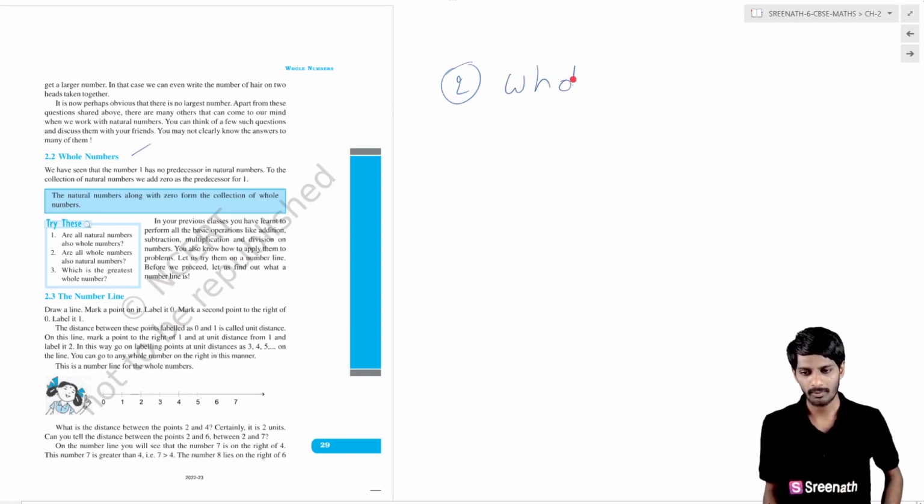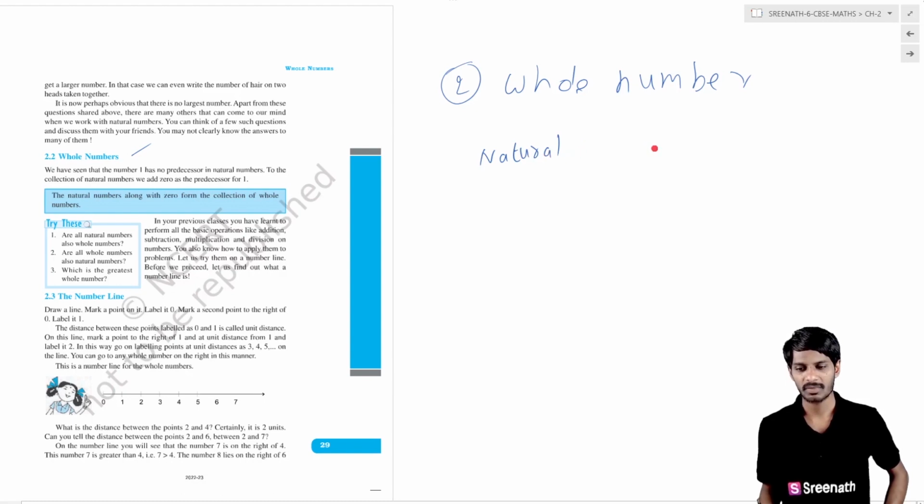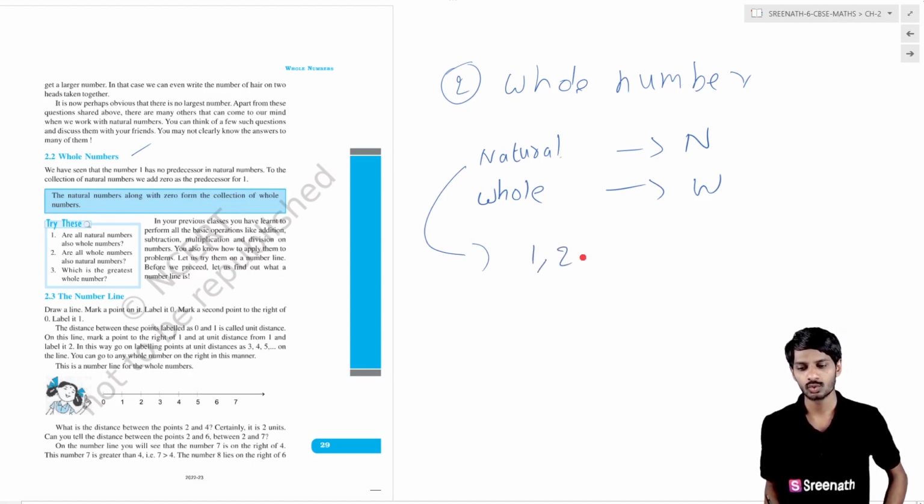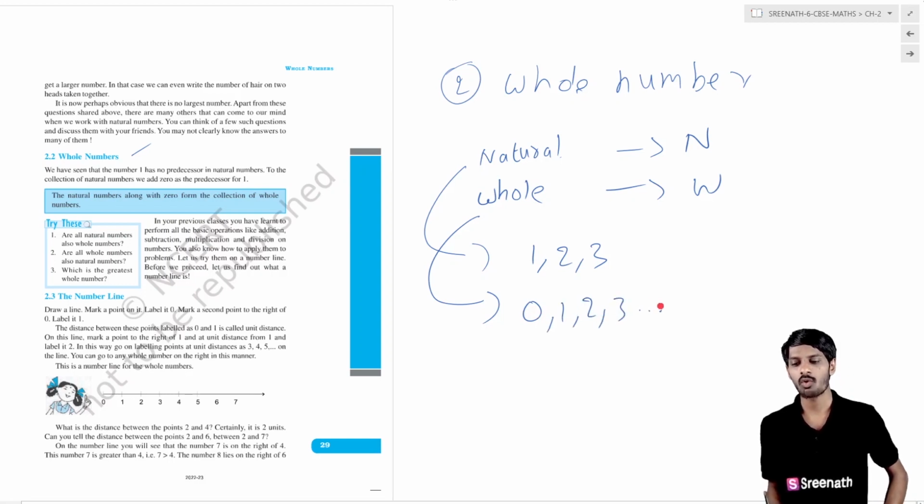So what are whole numbers? Whole numbers are basically natural numbers. Natural numbers are represented by capital N, and whole numbers we represent by capital W. These natural numbers start from 1, 2, 3 and so on. These whole numbers start from 0, 1, 2, 3 and so on and so on.